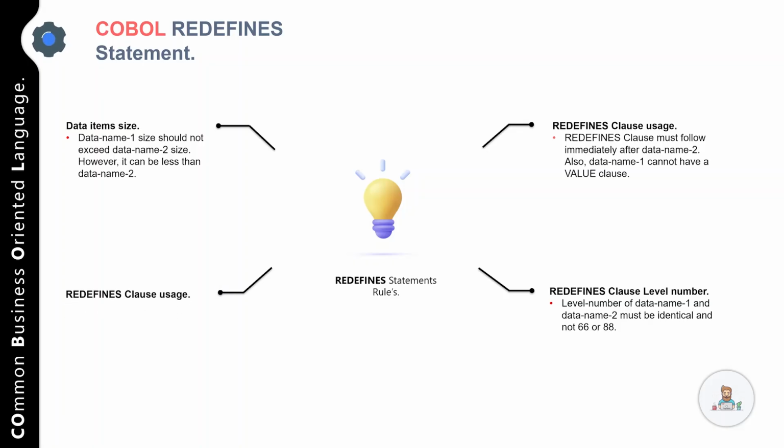And the last one is, if you're using the REDEFINES clause in an array or table, then the data-name-2 item cannot have an OCCURS clause.